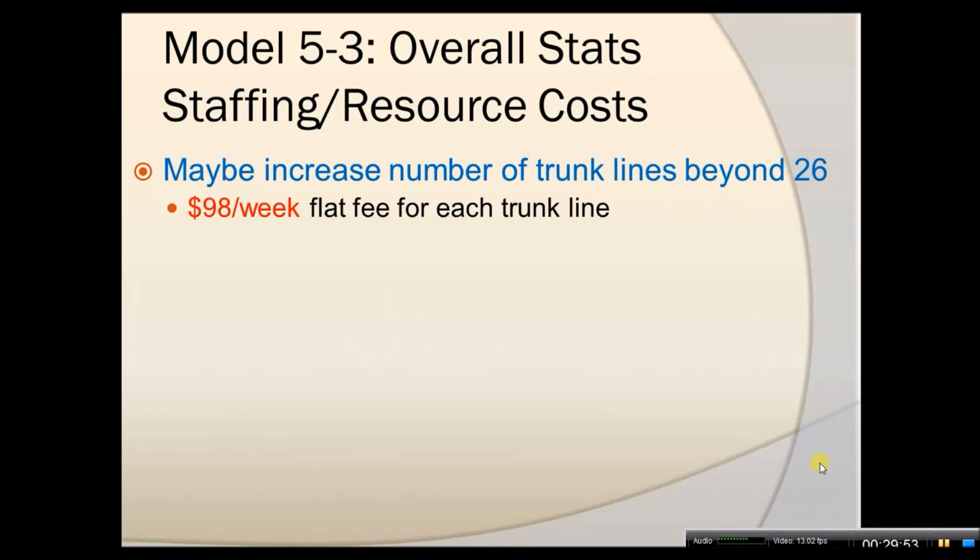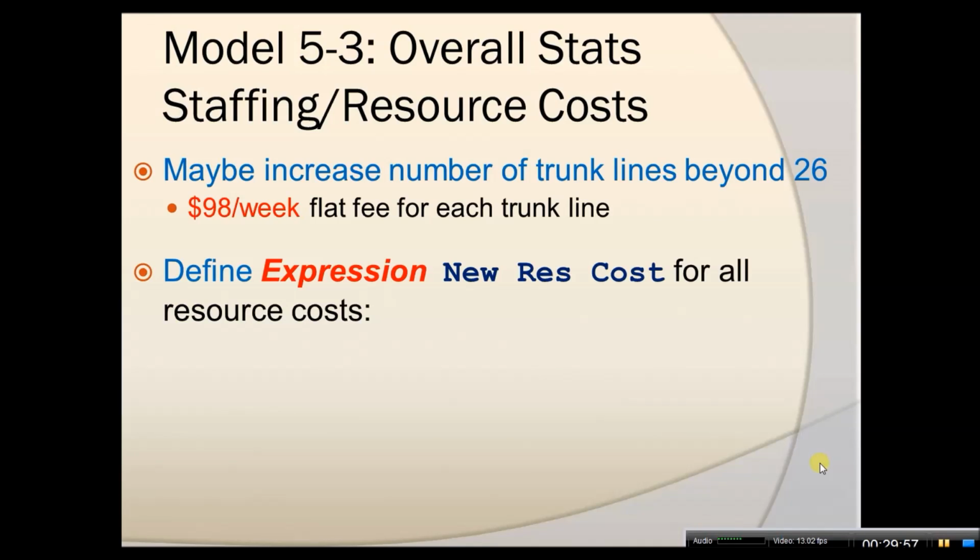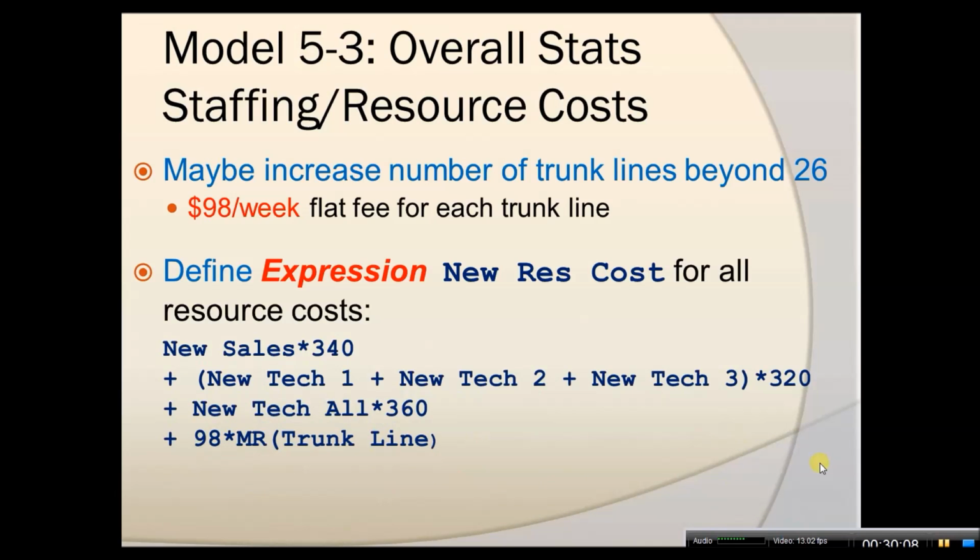And we assume that there's a $98 per week flat fee for each trunk line. So we can define this expression called new resource cost. So it's going to be new res cost for all resource costs. And this is the expression that we're going to use there. So notice we calculated 340 in terms of new sales because we hired them at $17 per hour for 4 hours during 5 days a week.